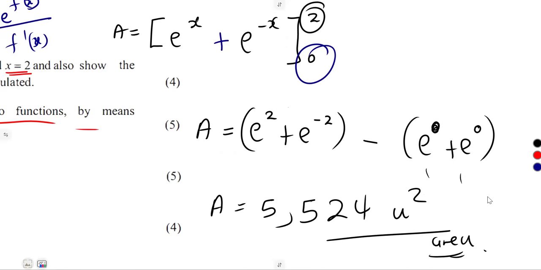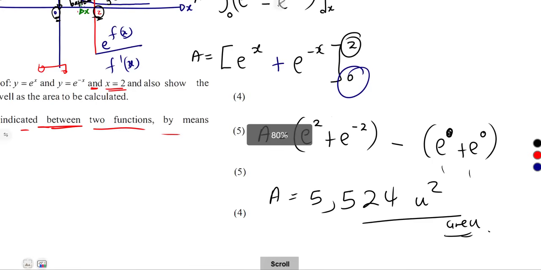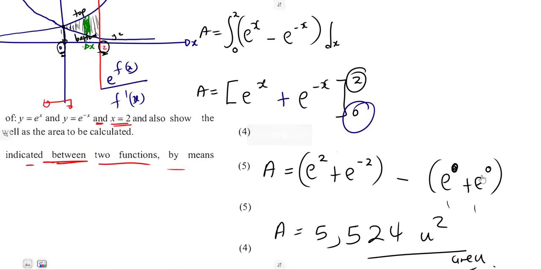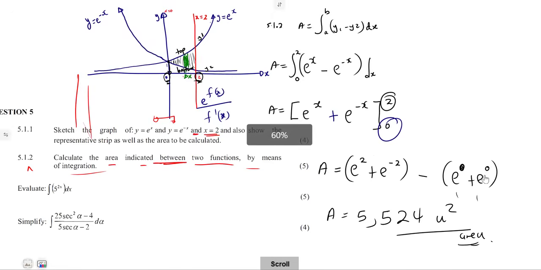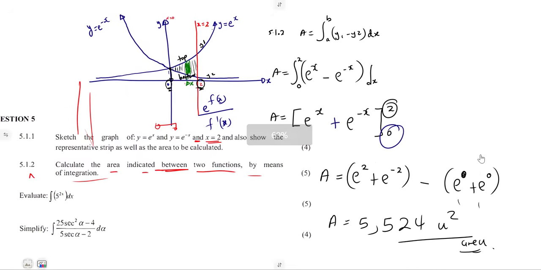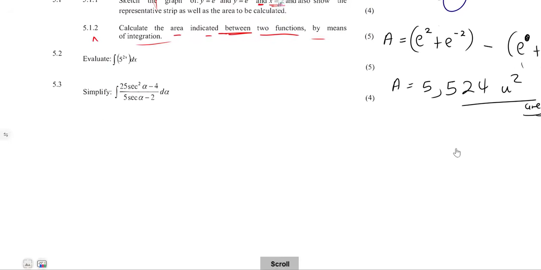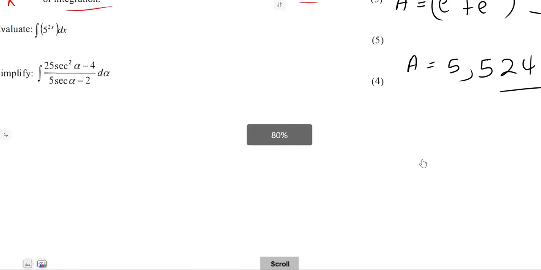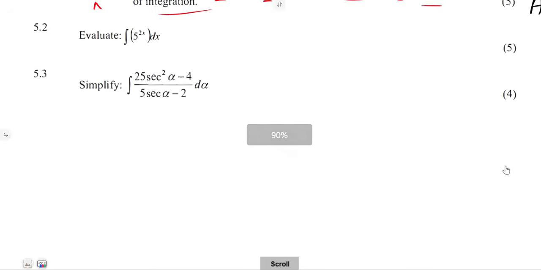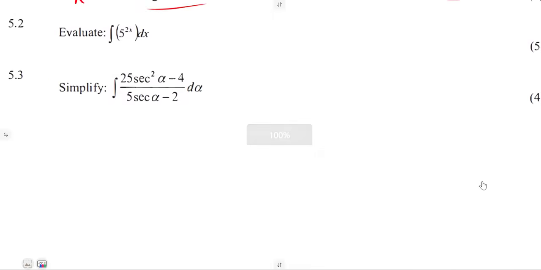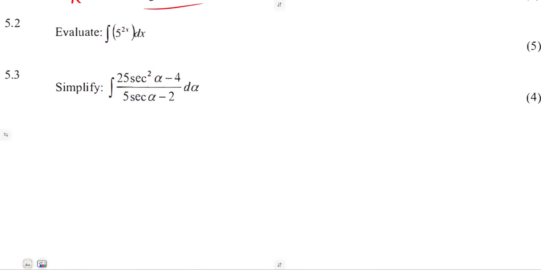Derivatives for what? For turning points, point of inflection. Those you can apply derivatives. But for area, integration is the application. So that was it on 5.1. 5.2, evaluate this integral. It is just integrating, then substitute the limits.